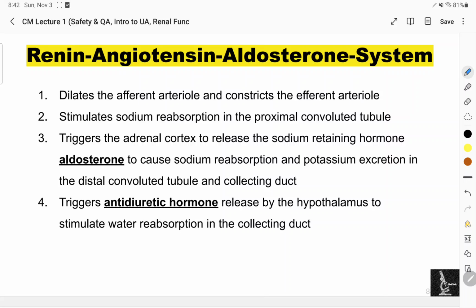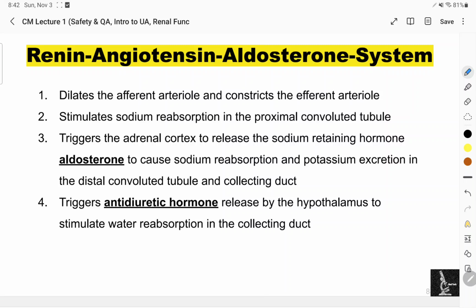This is common if there is low blood pressure or low blood volume. It dilates your afferent and constricts your efferent, and then it stimulates the reabsorption of sodium. Again, low blood pressure, low blood volume, so where the salt is, water will follow. So sodium must return so that water goes back to the body. It stimulates sodium reabsorption in your PCT, and it triggers your adrenal cortex to release the sodium-retaining hormone, your aldosterone.